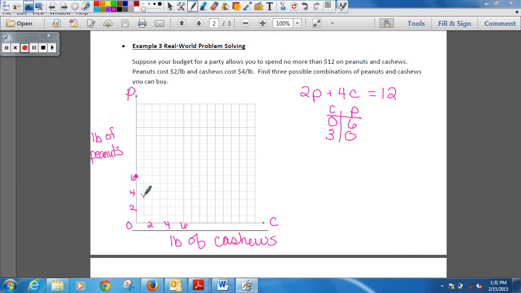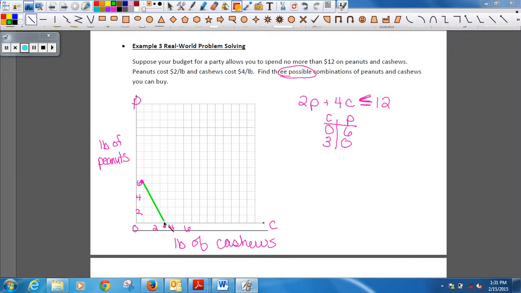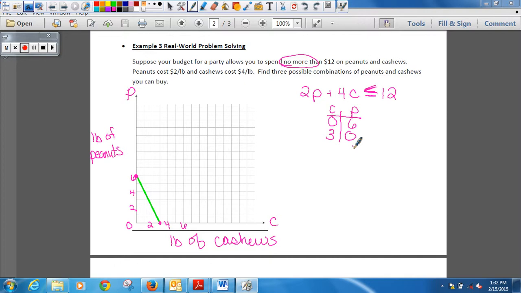And it says, suppose you're no more than $12, so I forgot that part. Since I can't spend more than $12, I need to go less than or equal to 12. So again, I'm going to have a solid line. And my solid line is going to go from there to there. Okay, and now I need to shade in. If I put 0 in there, 0 is less than or equal to 12. Yes, 0 is less than 12. So any combination on this side would work.